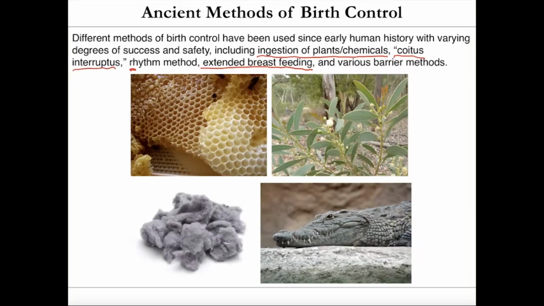The rhythm method is also another method that's been used for a long time. There are ancient texts, and your book mentions these, where people recognized or hypothesized that women were ovulating only a few days a month, although they didn't know the process of that. So if you avoided sex during those specific times of the cycle, you could decrease the likelihood of getting pregnant. But of course, this is not a foolproof method either.